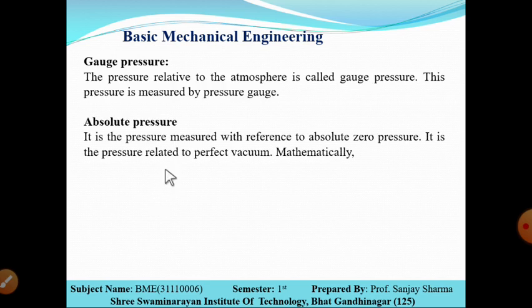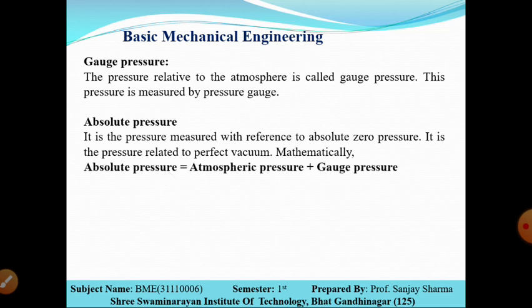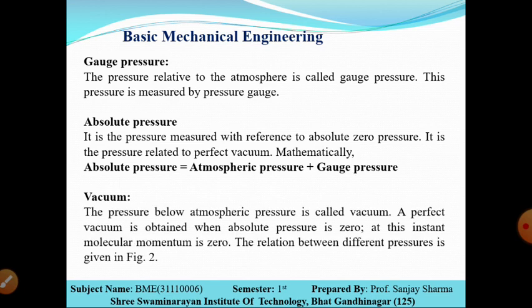Now, what is the absolute pressure? It is the pressure measured with reference to absolute zero pressure. It is the pressure related to perfect vacuum. That is, mathematically we can say the absolute pressure is equal to atmospheric pressure plus gauge pressure. Friends, we will discuss in detail with the diagram. So let us understand just the definition.